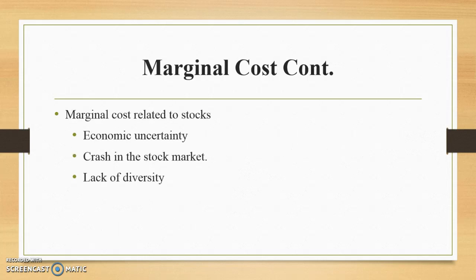Continuing on with marginal costs. Marginal costs related to the stocks. Economic uncertainty. Marginal cost that could affect stocks is the true uncertainty of the economy at any given time. For example, we could have a recession that is caused by or may cause a crash within our stock market. And the stocks could lose value over a 10-year period, making the lack of diversity because we've decided to put all of our eggs into this one basket rather than divvying our money out in smaller projects could turn out to be a bad decision in the long run.